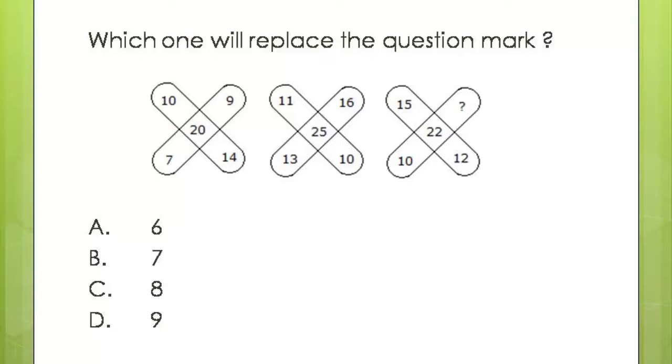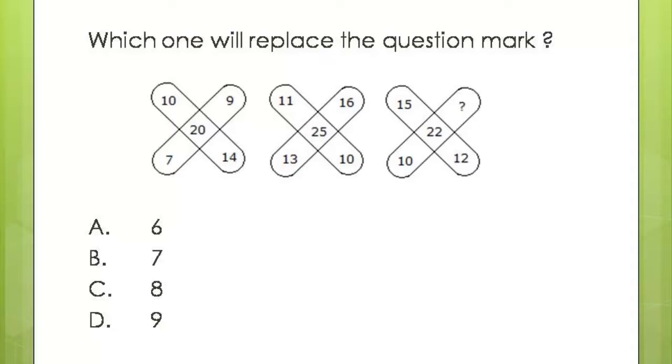Let me start with the simplest thing that I can do. Let me add up all of them. So 10 plus 9 gives me 19, plus 14 gives me 33, plus 7 gives me 40, and 20 is half of 40. Let me see if the same logic applies to the second diagram as well. 11 plus 16 gives me 27, plus 10 gives me 37, plus 13 gives me 50, and 25 is half of 50. So I understand that the central number is half of the addition of the numbers at the edges.